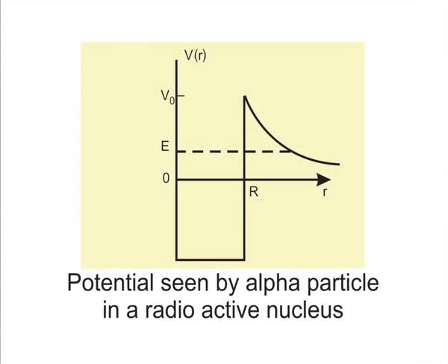This is the diagram you see, which is the potential seen by an alpha particle in a radioactive nucleus. What you note here is that the barrier is not just stepwise, but of the shape that you see here. But again, the essential physics remains the same, that is, a particle has to cross this barrier when E is less than V0.